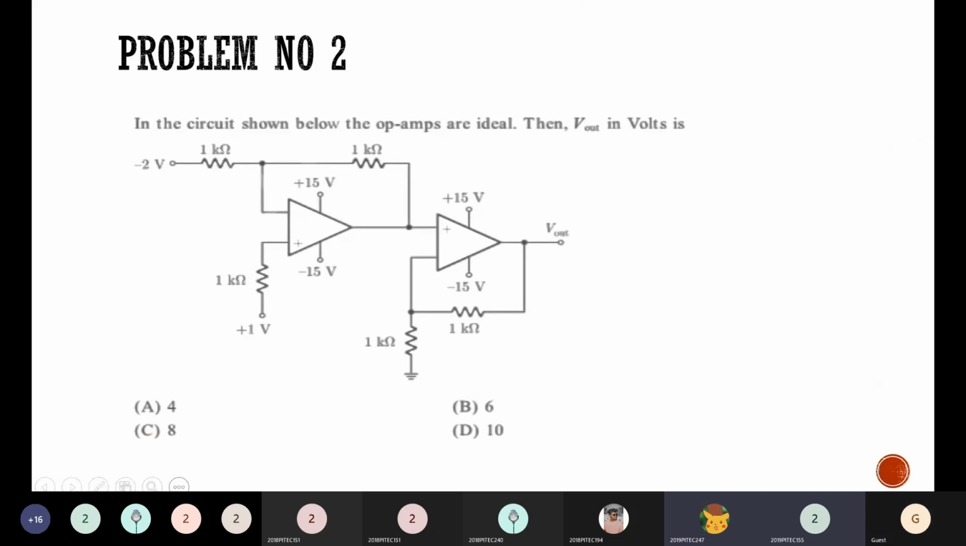Got it? Can anyone give the answer? Yes, can anyone give the answer? Still doing? Make it fast. Yes, someone is giving the answer. Yes, 8 volts. 8 volts.